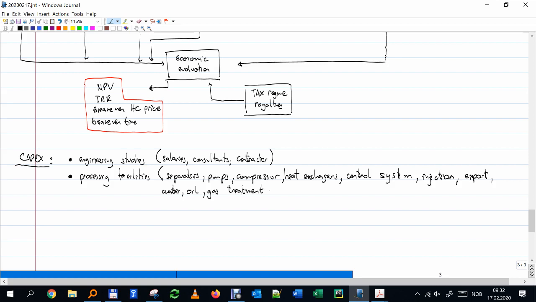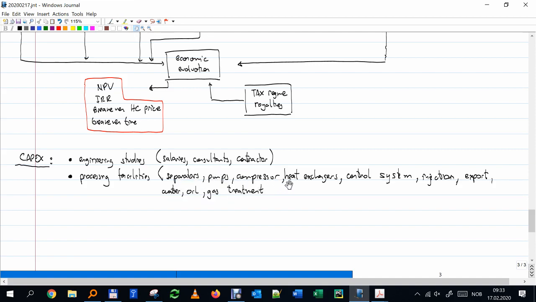What else should we mention here? Well, with what I call the processing facilities, to be able to give a cost estimate, I need to know the size of the separator. I need to know how big, the wall thickness, what pressure it is going to be working with, what kind of material I have to use, what kind of steel. The same thing with pumps: what kind of rates, what kind of delta P, what kind of material.